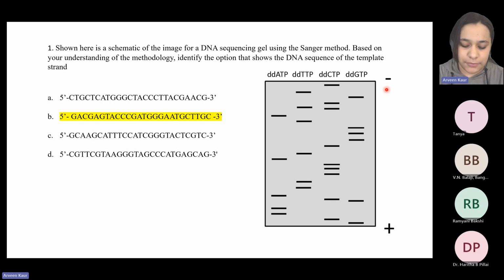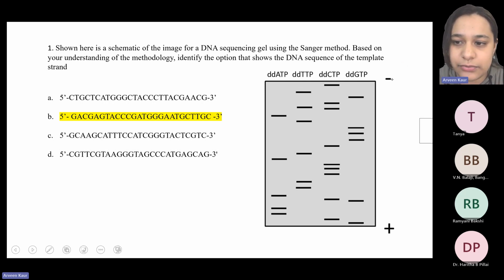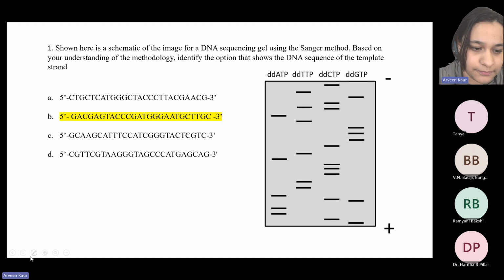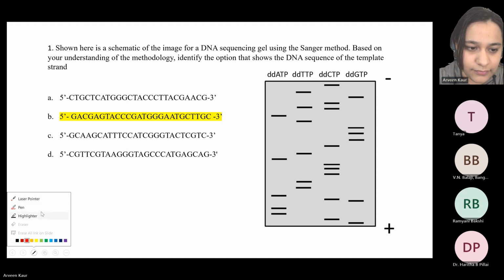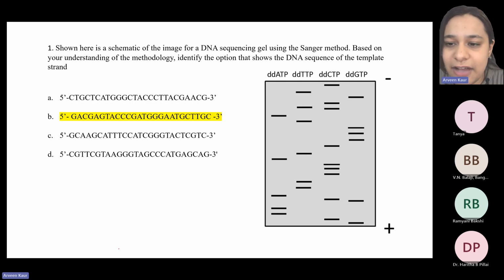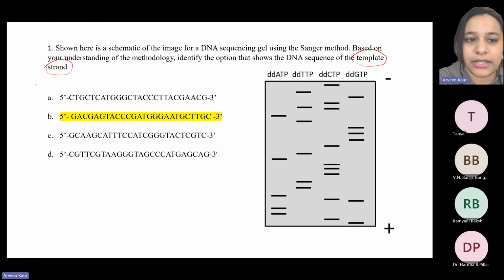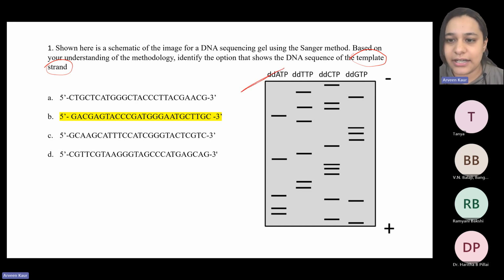For example, for people for whom this question might not have been clear, what they have asked us to do is look for the template strand. Template strand meaning what? Meaning the strand that will be complementary to the one that has been run in the gel. So in the gel, let us first see the sequence that has been run in the gel itself.